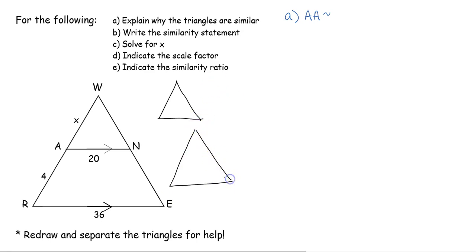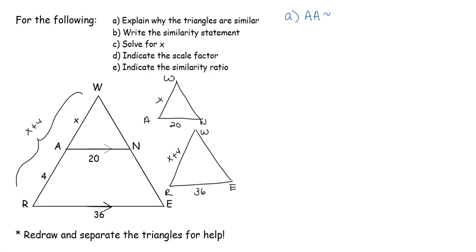So when I look at my two triangles, the top triangle, the smaller triangle, is WAN, and we know that WA is X, AN is 20. And we've got the big triangle, WRE. Now the length of WR is X plus 4. I have to add those two numbers together. So this is X plus 4, and this base here is 36. So I've got my two triangles.